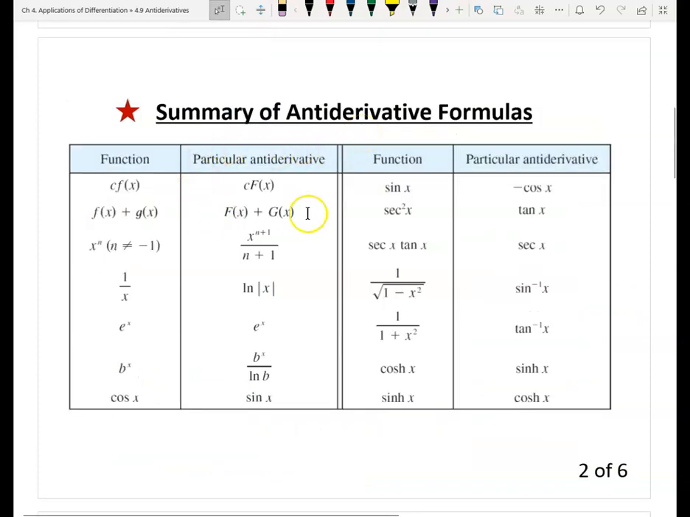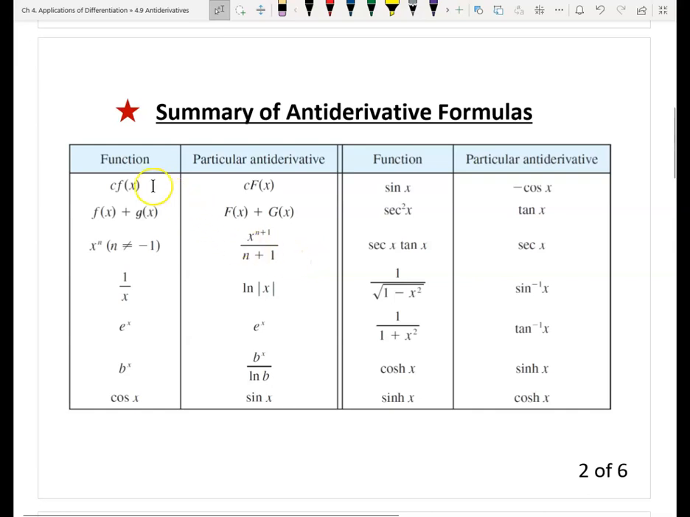Here are the antiderivative formulas, and this is a summary. It does not cover all the formulas, but most of them are here. Can we see? The first column is the original function. The second column is the antiderivative, one particular antiderivative. So if we need to find all the antiderivatives, we just add a constant c, right?